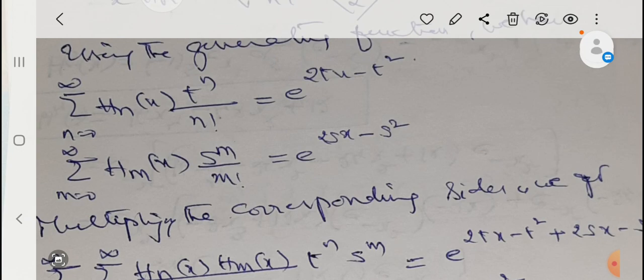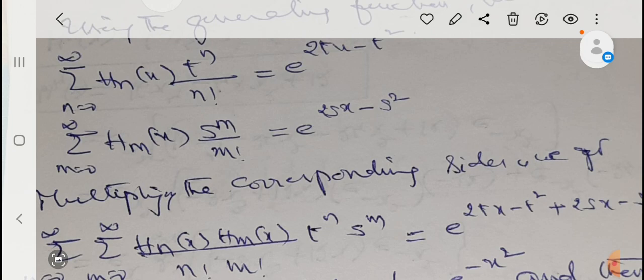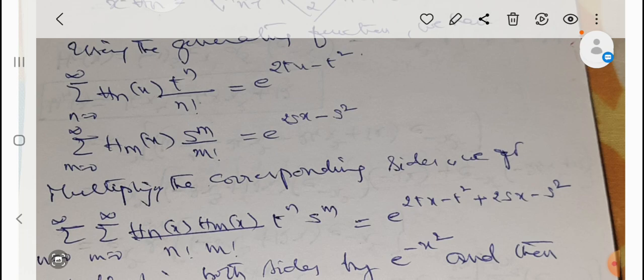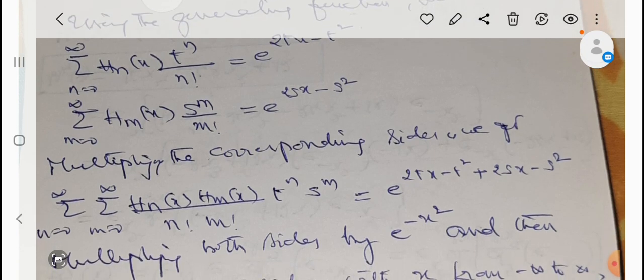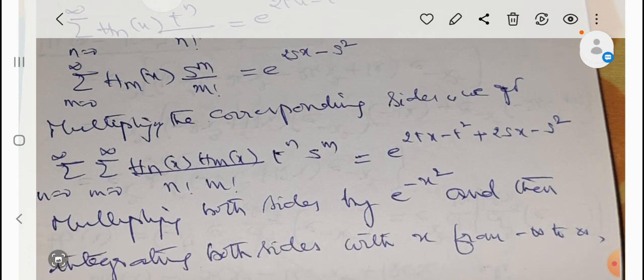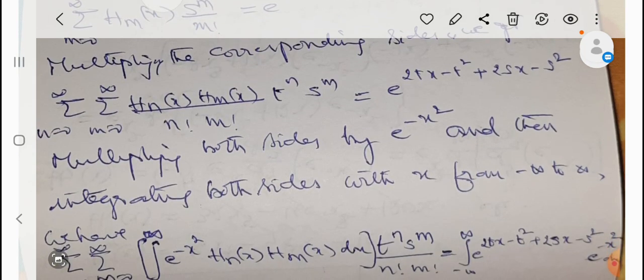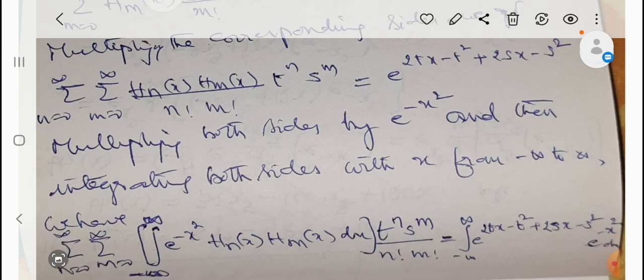Now multiplying corresponding sides we get double summation, n running from 0 to infinity, m running from 0 to infinity, Hn of x into Hm of x into t power n into s power m divided by n factorial into m factorial. And the right hand side becomes e power 2tx minus t square plus 2sx minus s square. Now multiplying both sides by e power minus x square and then integrating both sides with respect to x between the limits minus infinity to plus infinity, we get the double summation, integral minus infinity to plus infinity e power minus x square Hn of x into Hm of x dx, t power n into s power m by n factorial into m factorial, equal to the right hand side, which becomes integral minus infinity to plus infinity e power 2tx minus t square plus 2sx minus s square into e power minus x square dx.